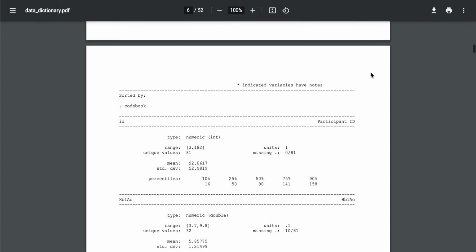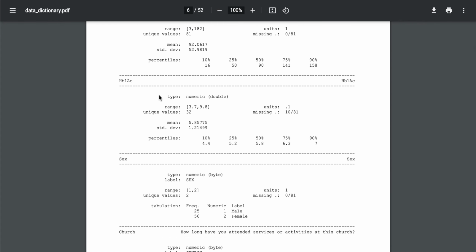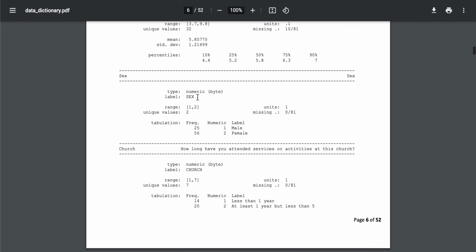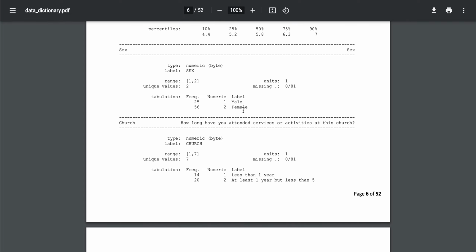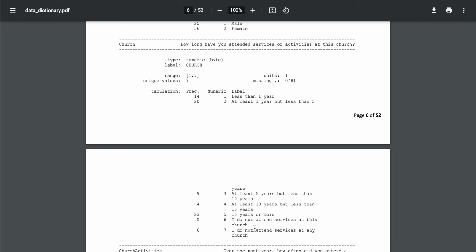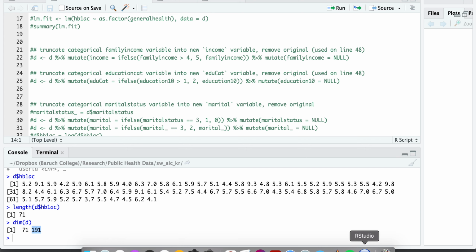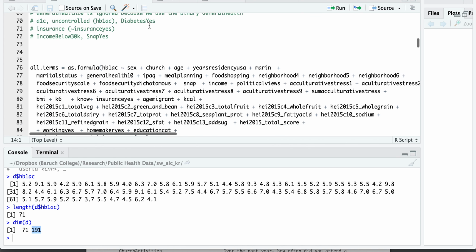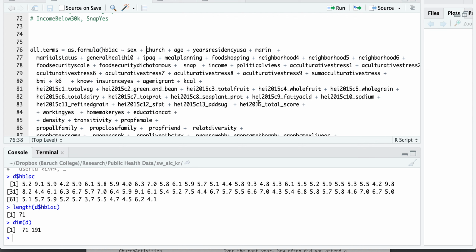So if you go down the list, we have ID, which we don't care about. We have H1, ABC, which is the response. We have sex, which is gender. It's categorical, but it's two categories, so we don't need to code it as categorical. Then we have church, which has many categories, so we have to code it explicitly as a categorical variable. In order to do that, I'm going down the list, so as factor, right?